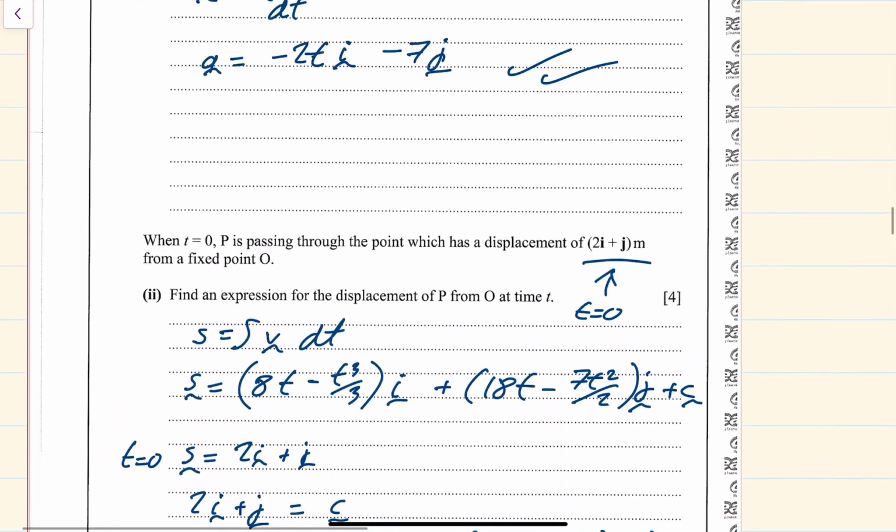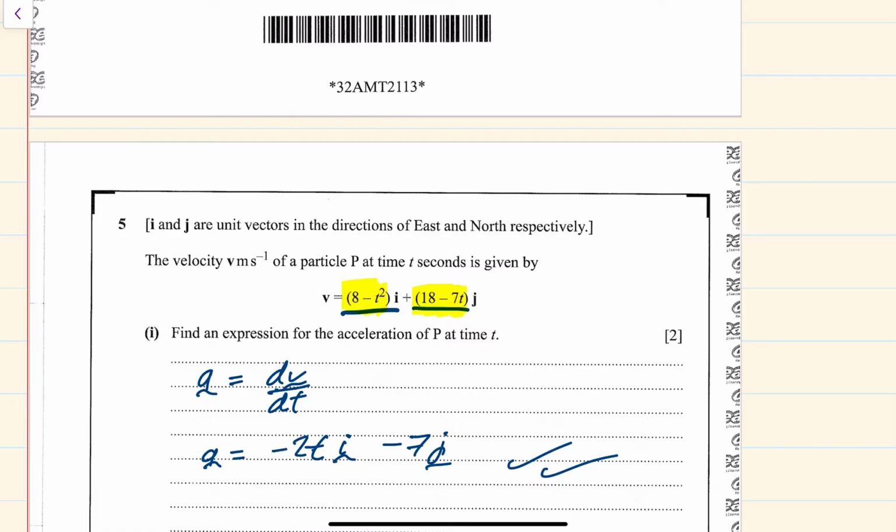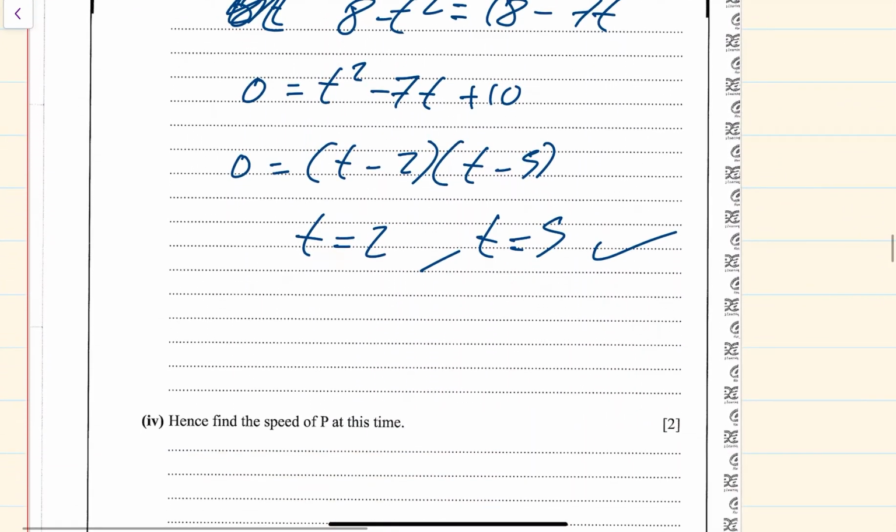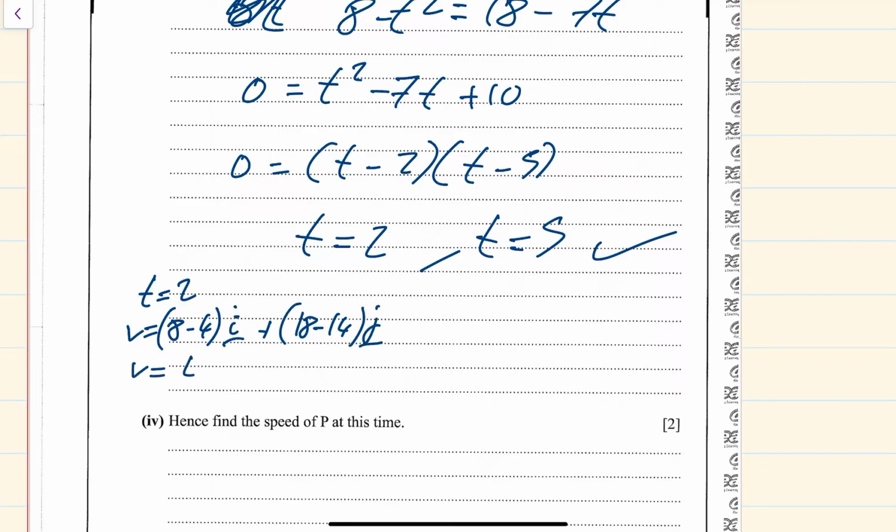Now, if you go back to the question, there's my velocity. One of these may not work, so we're going to have to put these in and find out. I'm running out of space here now. When t is equal to 2, my v would be 8 minus 4 i plus 18 minus 14 j, and that equals 4i plus 4j. So you can see that one works. That was my find the time. My answer is t equals 2.